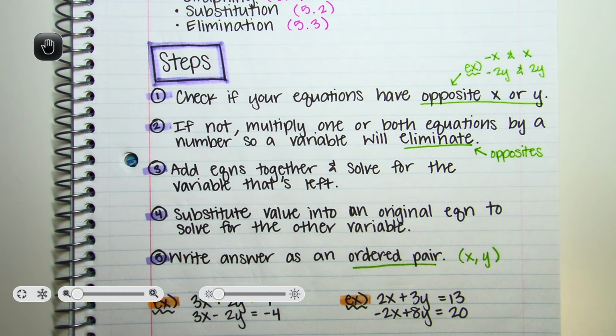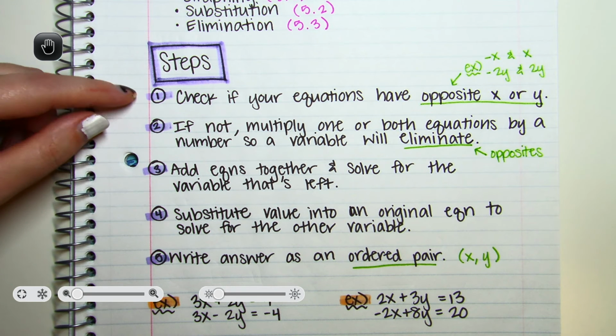All right, so first thing you're going to do when solving using elimination. First, what do you think of when you hear the word elimination? Good. If you said something along the lines of get rid of, then you are correct. Elimination is like saying you're getting rid of something. So we're going to get rid of either the x or the y value to solve for the other one.